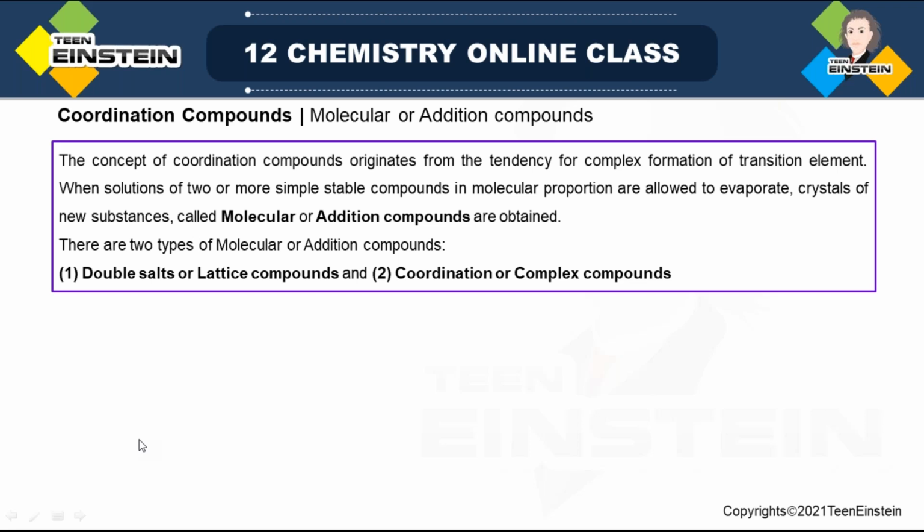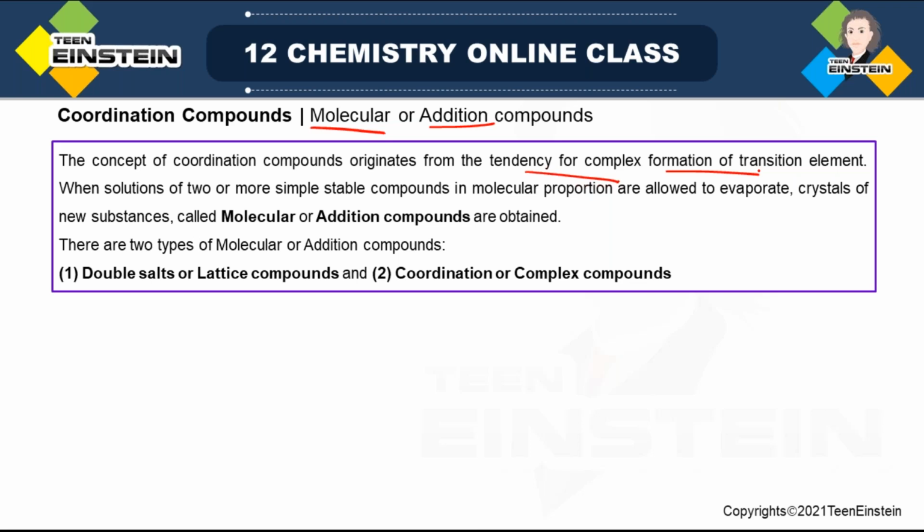Under this category, we have two types. One is double salt, another one is coordination or complex compound. But first, we have to know what is molecular or addition compound. Both these terms can be used and they have the same meaning. The concept of coordination compounds originates from the tendency for complex formation of transition elements, that we have already seen in case of D block elements, right? And the reason behind that tendency we have also seen.